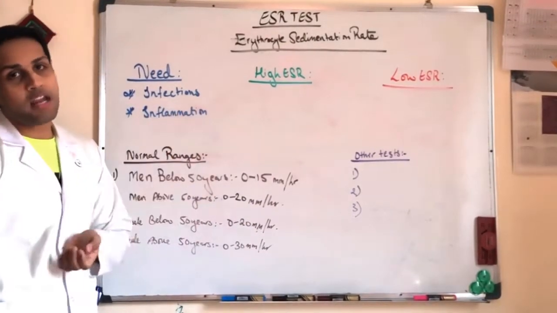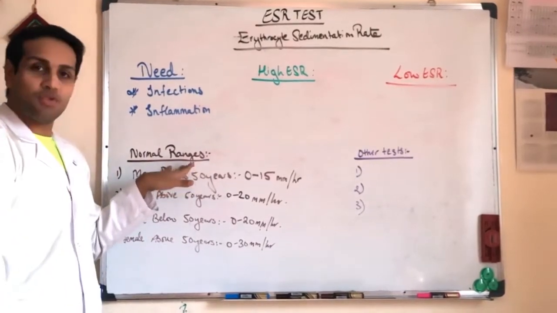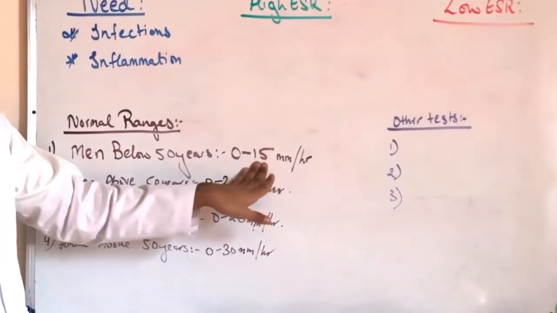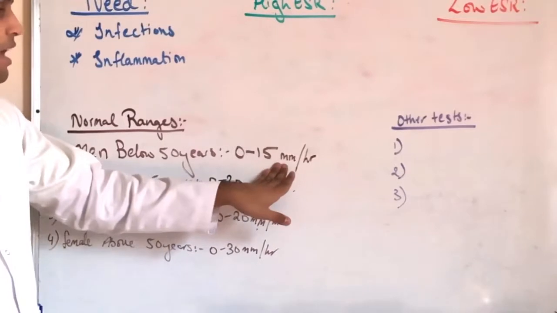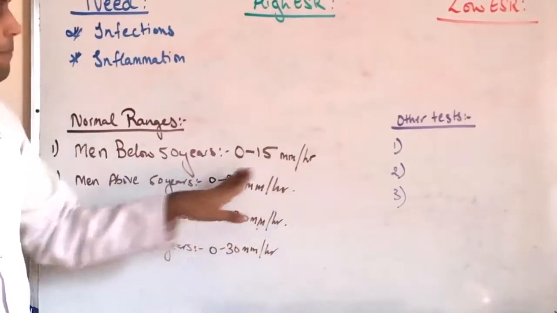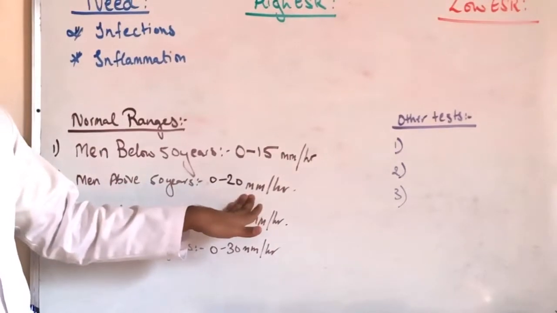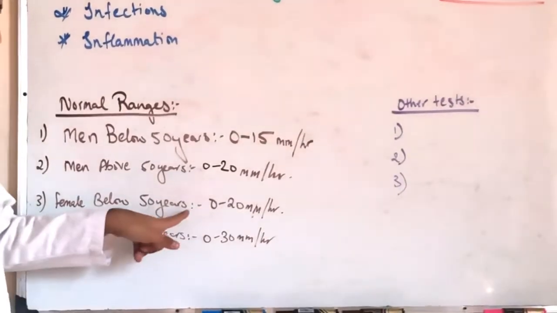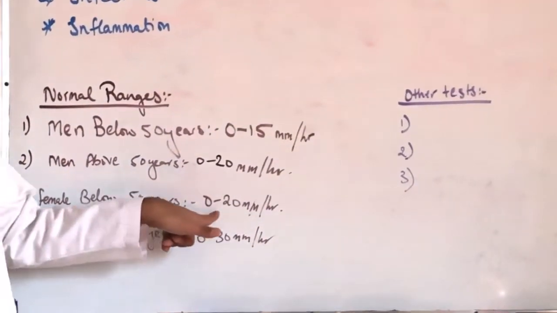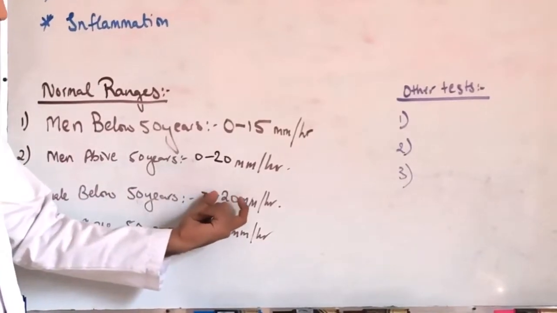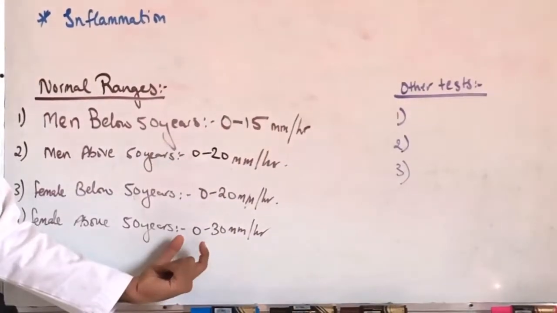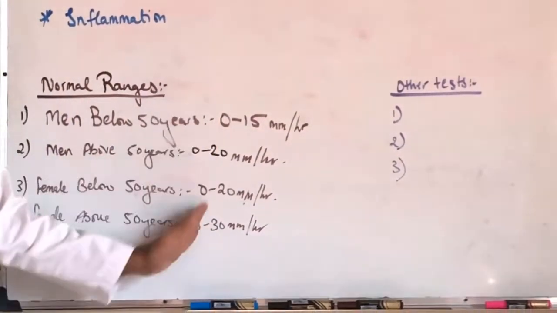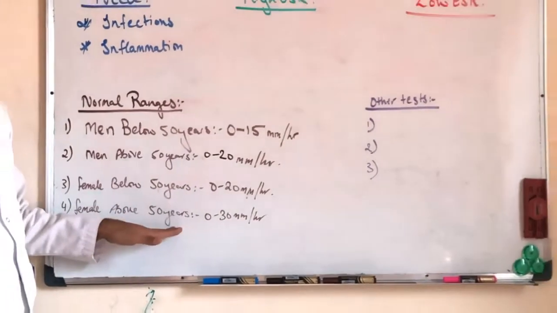That rate identifies whether we are suffering from infection or inflammation. The normal ranges that we should see for an ESR are: men below 50 years should have 0 to 15 millimeter sedimentation of red blood cells per hour. Any patient above 50 years of age should have 0 to 20 millimeter per hour. These are the normal ranges. Above them can be a sign of inflammation or infection. Similarly, females below 50 years have 0 to 20 millimeter, a range 5 millimeter more than the men, whereas females above 50 years should have 0 to 30 millimeter per hour sedimentation. These are the four normal ranges for the ESR.